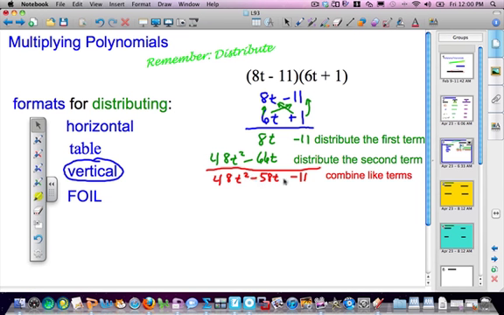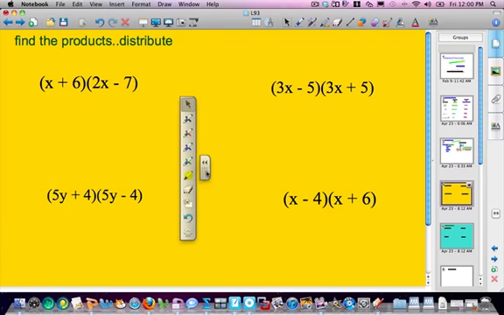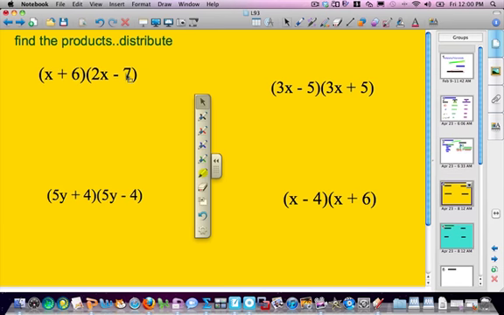A quadratic trinomial. Now let's begin by focusing in on the patterns of the products that are produced when we multiply polynomials together. Let's start off with x plus 6 times 2x minus 7. I'm going to begin by distributing the x across the 2x minus 7 using FOIL. X times 2x is 2x squared. X times negative 7 is negative 7x. 6 times 2x yields a positive 12x. And 6 times negative 7 yields negative 42.